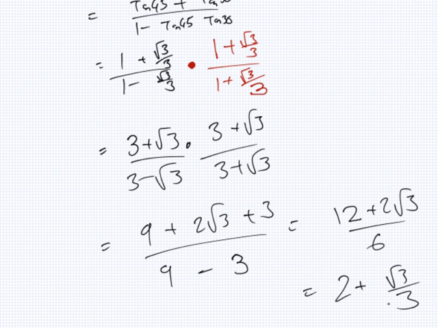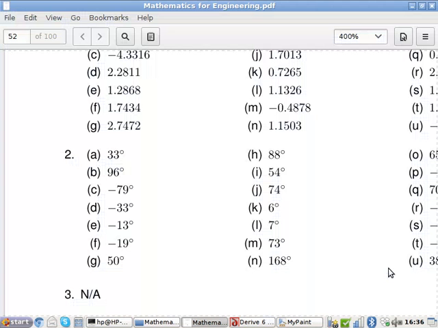9 plus 6 would be... Oh, that 2 is wrong? That 2 is wrong. Thank you. I think this is the answer you get when you type it in on the calculator too, don't you?